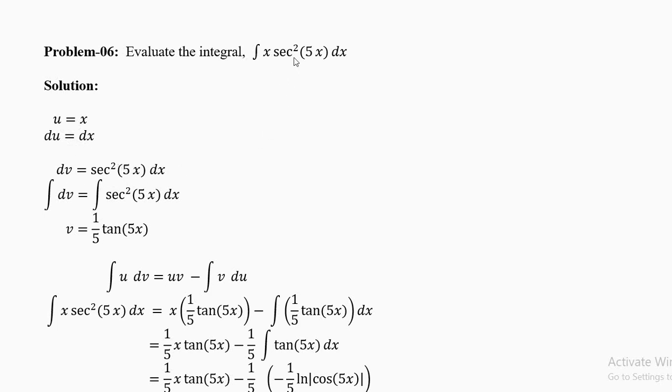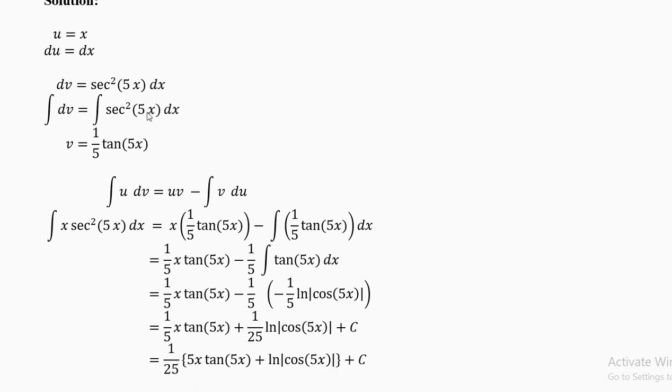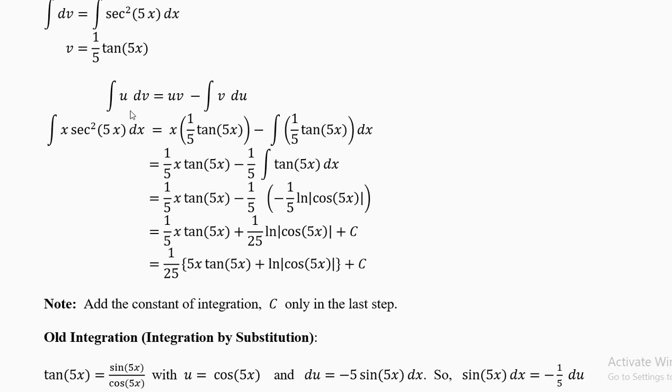You have x, secant square and dx, so put dv equal to secant square and the dx, and u equal to x, du equal to dx. v is the integration of secant square, which is 1 over 5 tangent 5x. Now apply the main rule, integral u dv equal to uv minus integral v du. The integral of x secant square 5x will be u into v, u equal to x, v equal to 1 over 5 tangent 5x. Open the bracket, you will get 1 by 5 x tan 5x.